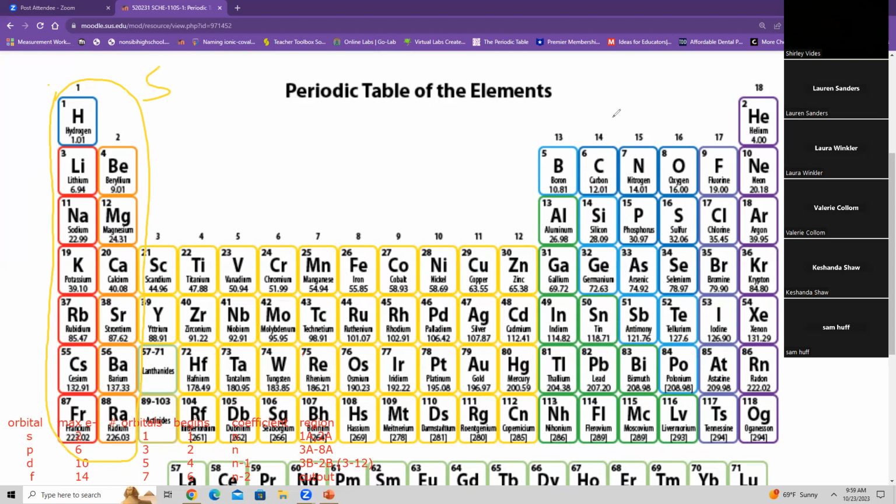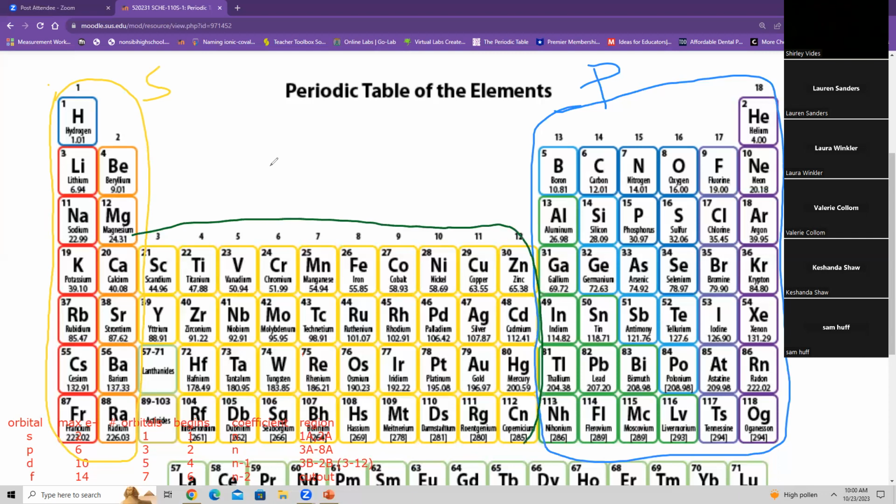The next one, let's do it blue. These are the p's right here. Let's do the d's. Let's make them green. So the d's. And the f's, those are the ones on the very bottom. We'll get them later. But these are your d's. Remember, d's is n minus 1. That's what we want to remember.